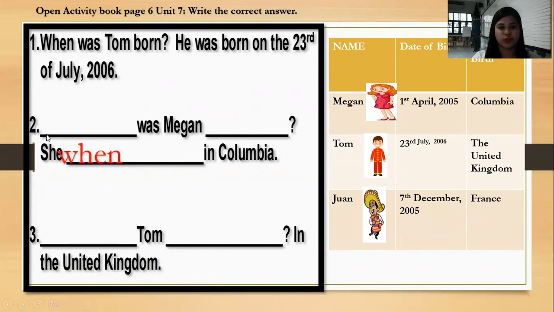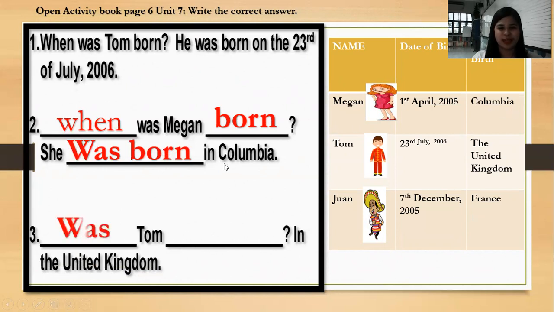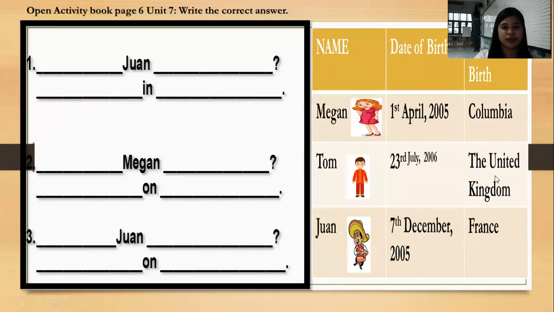Number 2. When was Megan born? This is Megan, okay? When was Megan born? She was born in Colombia. Third, was Tom born in the United Kingdom? This is Tom, the United Kingdom. So what is our answer? Yes, he was born in the United Kingdom.